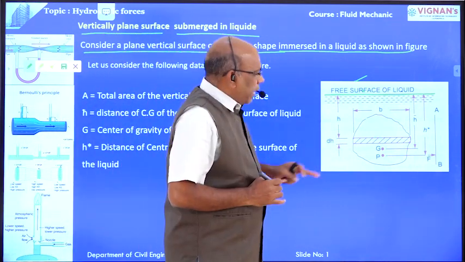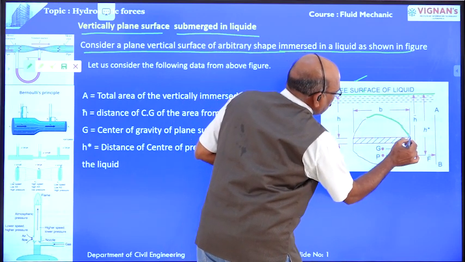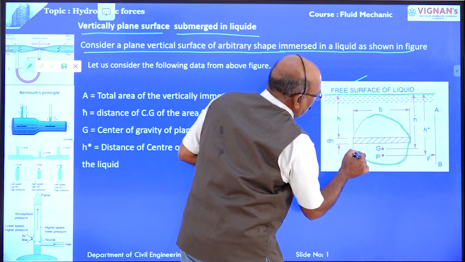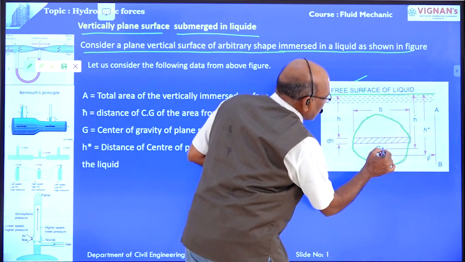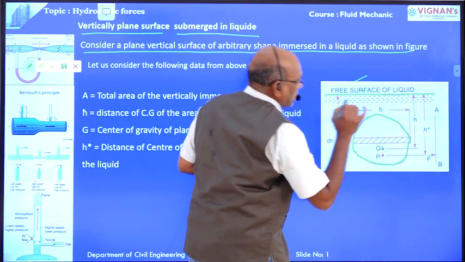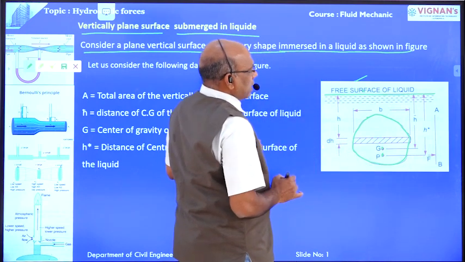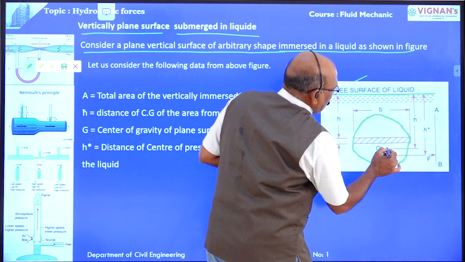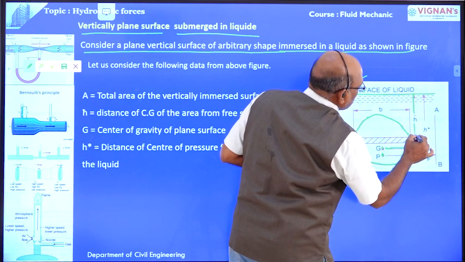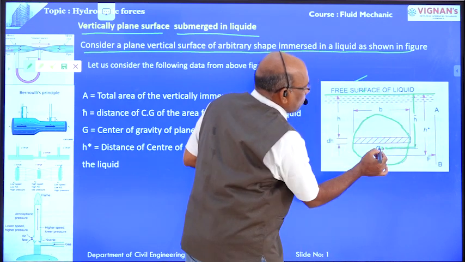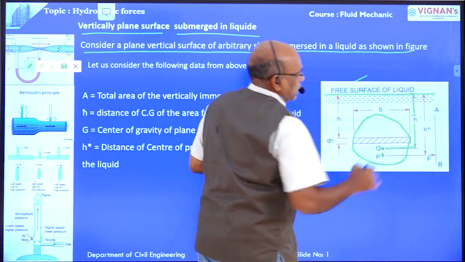Here this is the vertically immersed plane surface, of arbitrary shape. Here this is the point G. G is the center of gravity of the plane surface. P is the point of center of pressure. The CG or G of the plane surface is h bar distance from this free surface. H bar is the distance between the CG of the plane surface to the free surface.